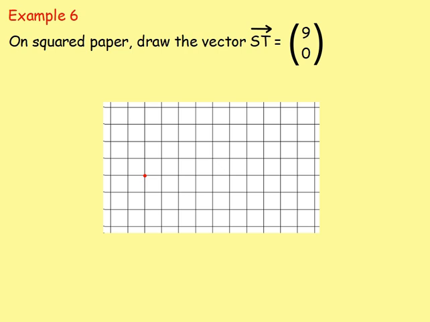Example 6. On squared paper, draw the vector ST, which has the components 9, 0. So with this one, once again, get a starting point. We have a starting point. Our horizontal component is 9, which means we're going along 1, 2, 3, 4, 5, 6, 7, 8, 9 boxes. And once we've done that, how far up or down do we go? You're right, we go up or down 0 because the vertical component is 0, which means we're not going up. It means we are not going down. We are moving 0. So we just stay there, which means that there will be our end point.